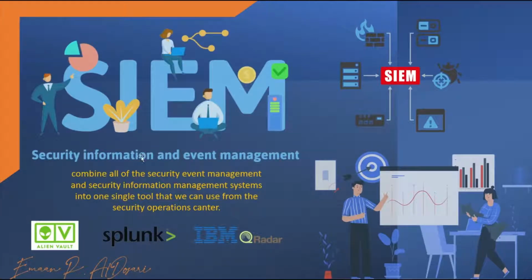From here, the solution comes up in the market. SIEM is security information and event management. A SIEM combines the security event management and security information management systems into one single tool that can be used by the security operations center. This allows us to provide real-time monitoring of the system and logs, as well as automation, and gives alert notifications when something goes wrong and moves outside the baseline. Some examples of SIEMs are AlienVault, Splunk, and IBM QRadar. These are all great tools that you should look into, and your organization is probably already using one of them.